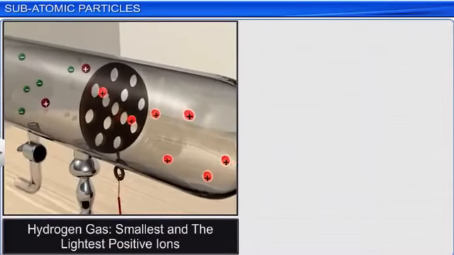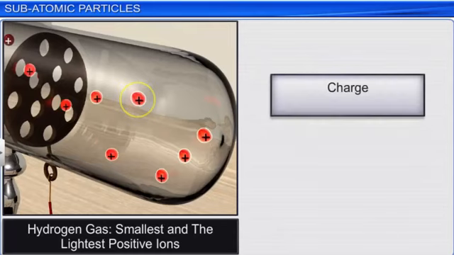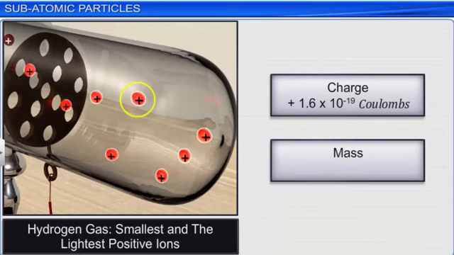Hydrogen gas produced the smallest and the lightest positive ions, with the magnitude of charge same as that of an electron, but with a positive charge, that is, plus 1.6 into 10 raised to the power minus 19 coulombs, and a mass that was found to be similar to that of a hydrogen atom, that is 1.67 into 10 raised to the power minus 24 grams.